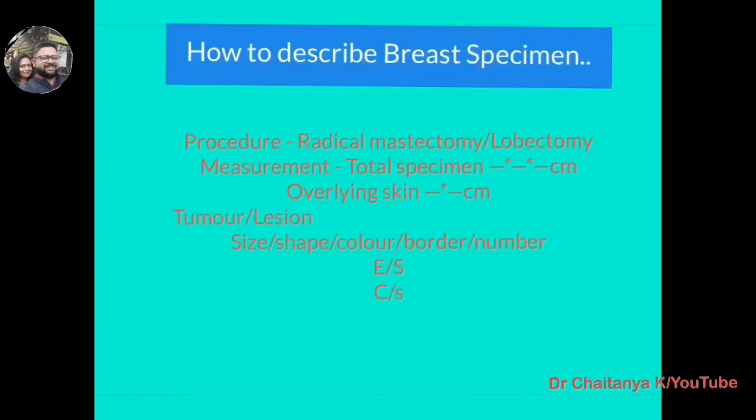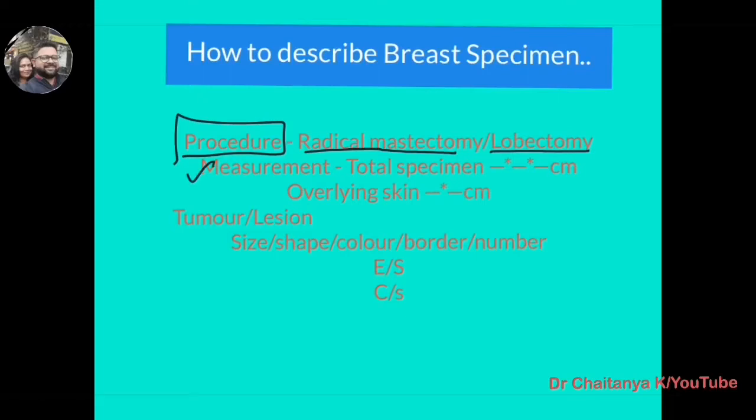Coming to the description of the specimen, as I always tell you, there are some points regarding how to describe the specimen. This is a very important point for you in the specimen of breast: the procedure should be named before you go to the description. You should name the procedure, that is, whether the specimen is a radical mastectomy, lobectomy or total lobectomy.